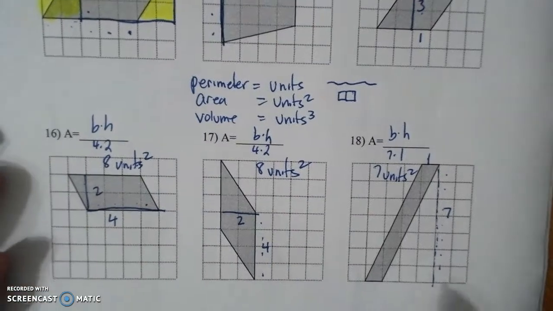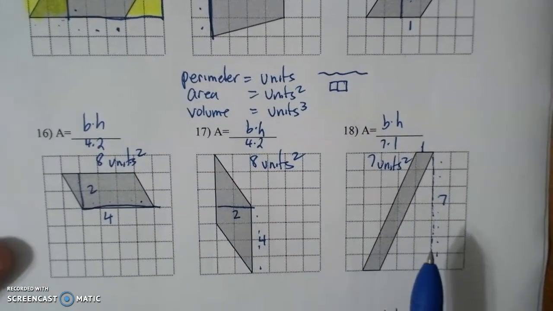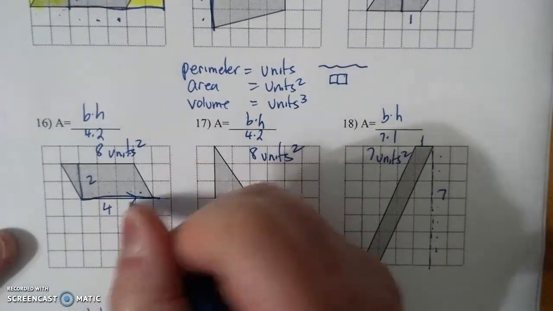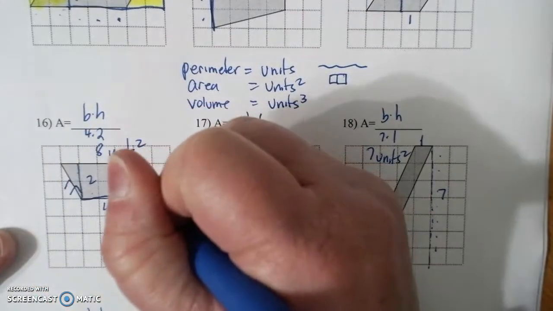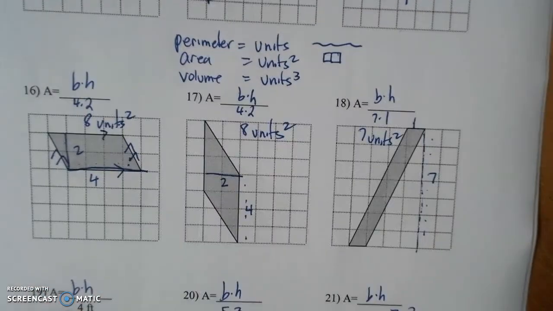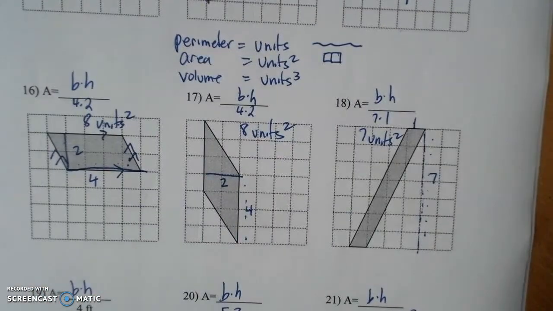A parallelogram is a four-sided figure with two sets of parallel lines where this is parallel to this and this is parallel to this, but when they intersect, they do not intersect at right angles.